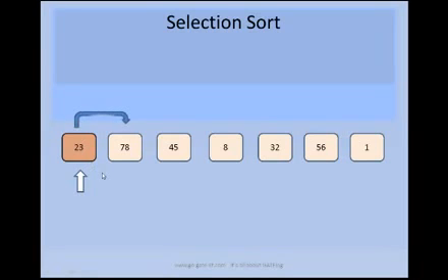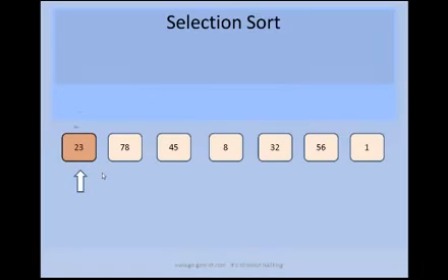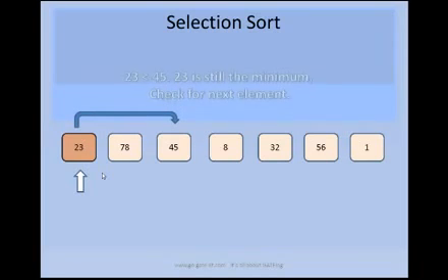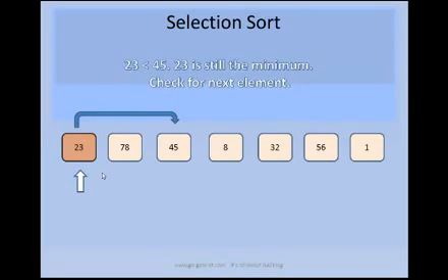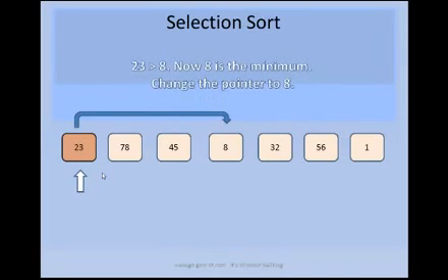So we will compare 23 and 78. We see that 23 is less than 78, so 23 is still the smallest element. Next, we will compare 23 and 45, and 23 is still the minimum element. Next, 23 is compared with 8. So we see that now 8 is the minimum element.